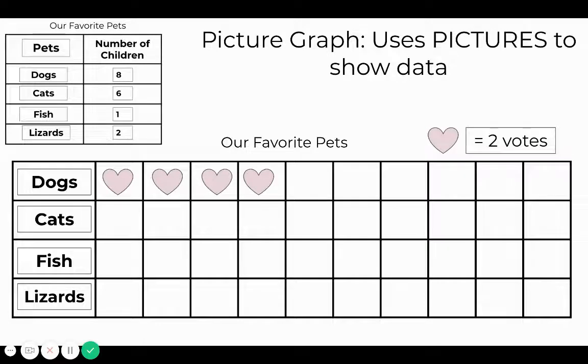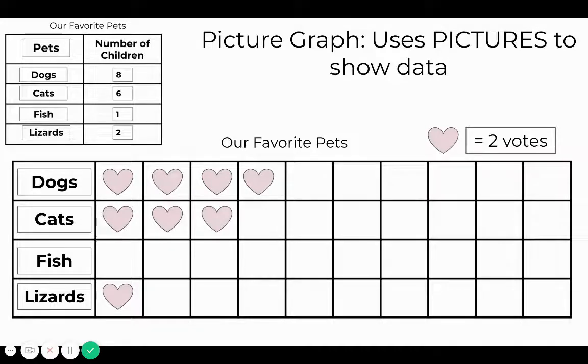How many hearts do you think I would need to show 6 students voted for cats if each heart equals 2 votes? You might have counted by 2s to find out that 2, 4, 6. I need 3 hearts to show the 6 votes. I'm going to jump over fish for now and go to lizards. I would use 1 heart to show the 2 votes.